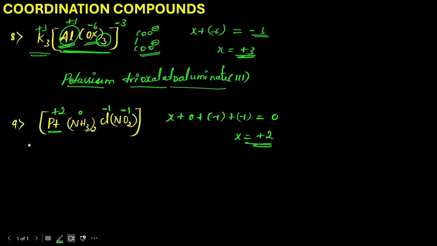Now we will start writing the name of the coordination compound. In this case, we have to write the names of the ligands first according to alphabetical order. First comes ammine and then chlorido and then nitrito, right? Therefore, how many ammine ligands are there? 2 ammine ligands. Therefore, it is diammine.